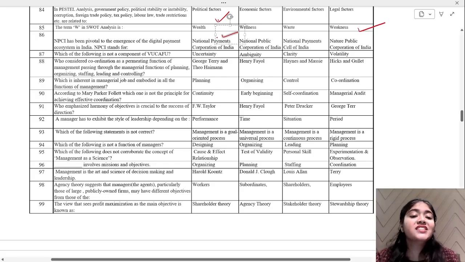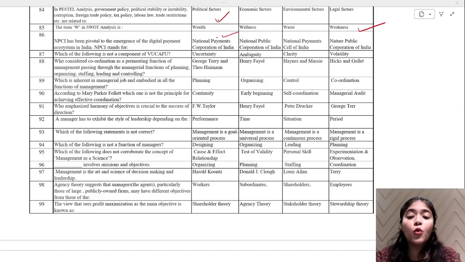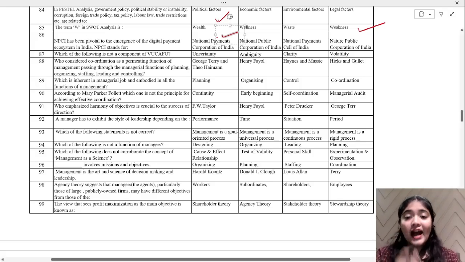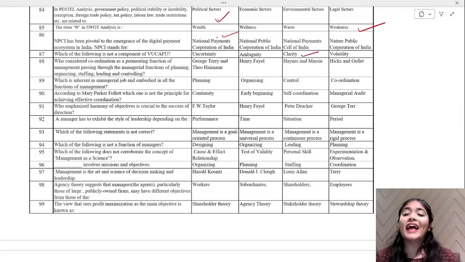Now, who considered coordination as a permeating function of management passing through the managerial function of planning, organizing, staffing, leading, and controlling? Whose theory was it? Yes, I think you are getting the, sorry, we skipped one. Okay, which of the following is not a component of VUCA? So what is not a component of VUCA? Tell me. Uncertainty, ambiguity, clarity, or volatility. So clarity is not a component of VUCA.